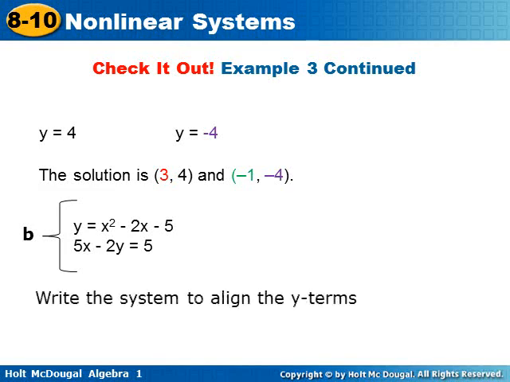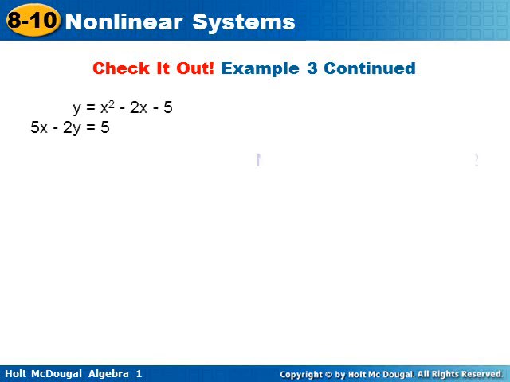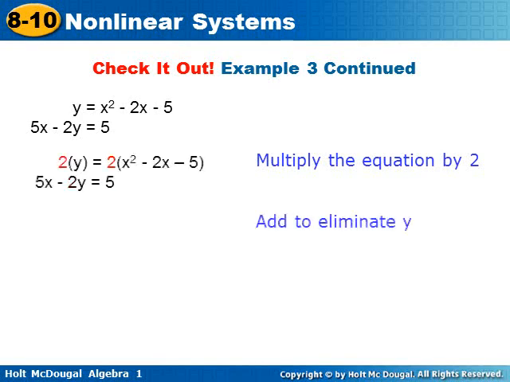So we're going to write the system to align the y. And now we need to multiply the top equation by 2 so that the y terms are the same but with opposite signs, so they will eliminate when we add them together. So we get 2y equals 2x squared minus 4x minus 10 on top, and then we have 5x minus 2y equals 5 still on the bottom. Now we have a positive 2y and a negative 2y, so we can add to eliminate.